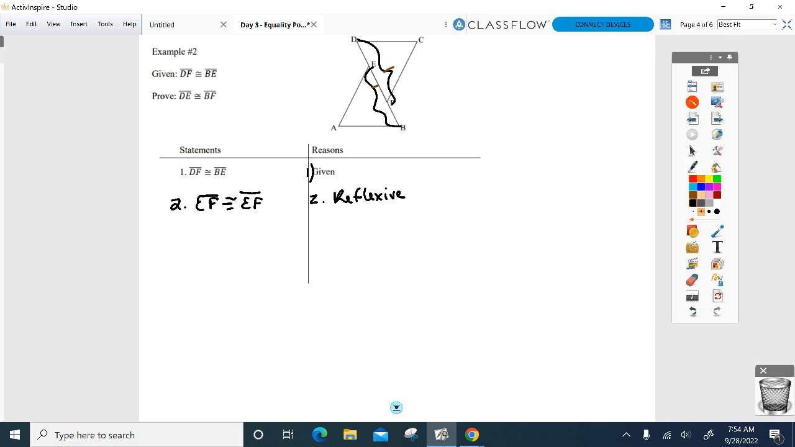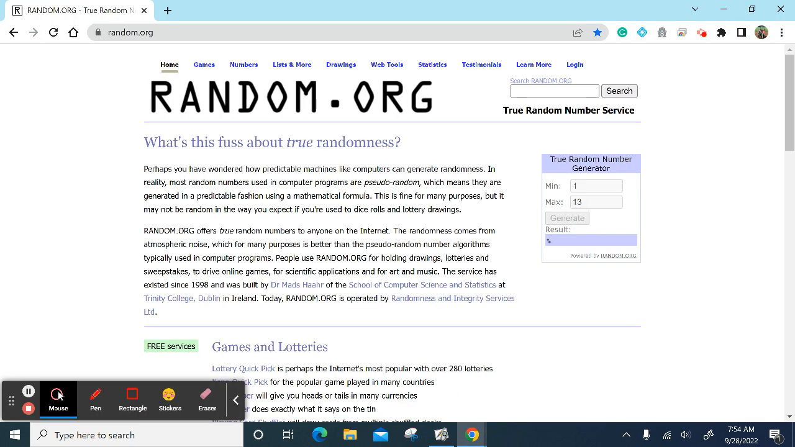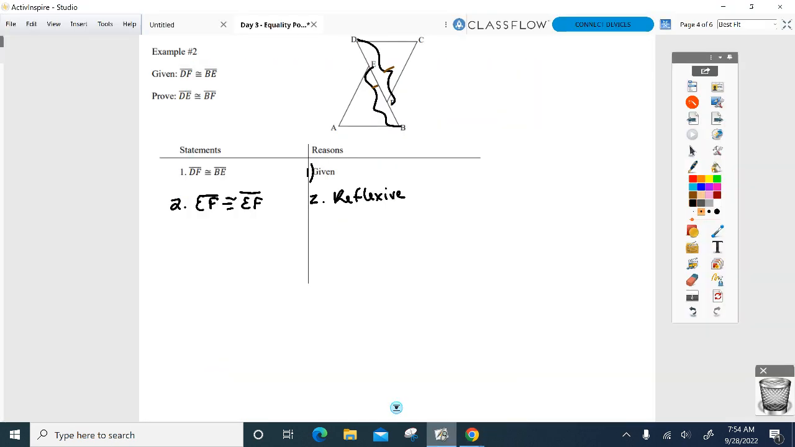Now do I have enough to subtract? Yep. Tell me what you're going to subtract from each other then. Go ahead. What are we subtracting from each other? DF minus EF. Yep, equals BF minus EF. Got it.